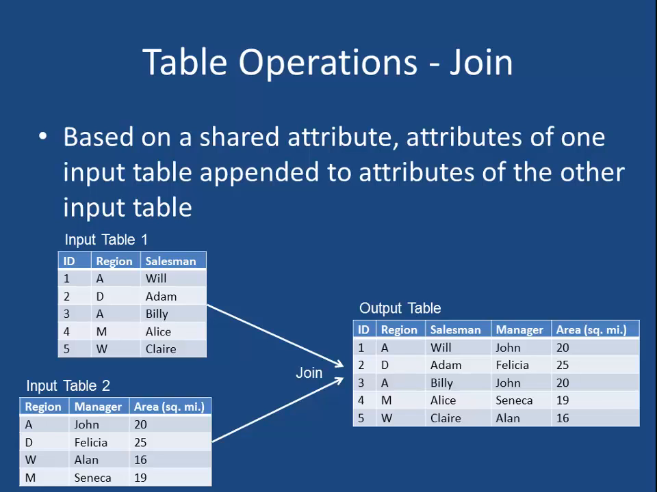For example, if we look at the output table, the row with ID 1 has a region A, which means that the manager John and area of 20 was appended. In the row where ID was 2, since the region was value D, the row with the same region of value D in the second input table is copied to the output table. Also note that for the record where the ID was 3, the region is A, so once again the manager is John and the area of 20 are copied to the output table for that row.